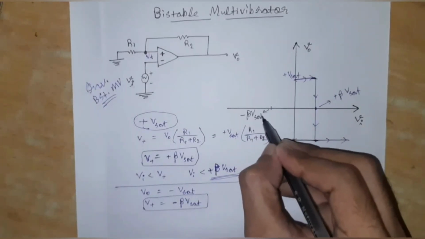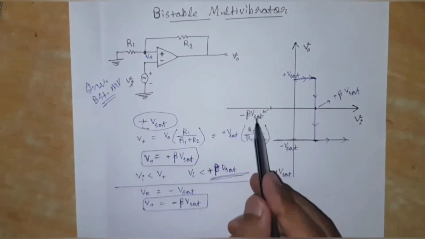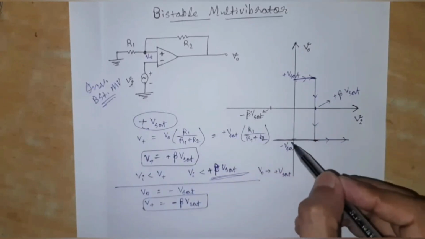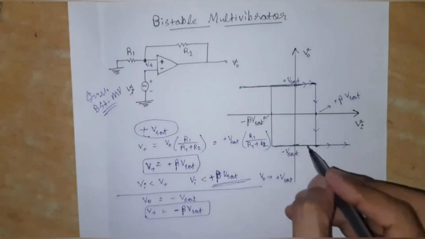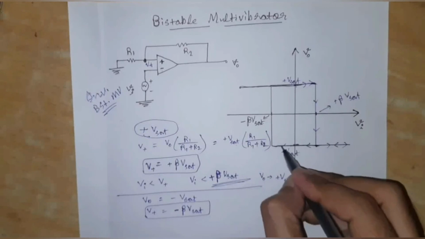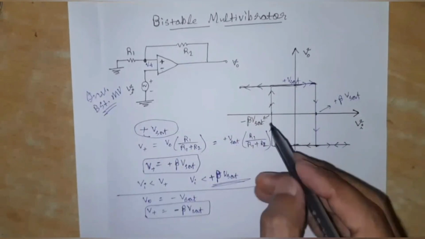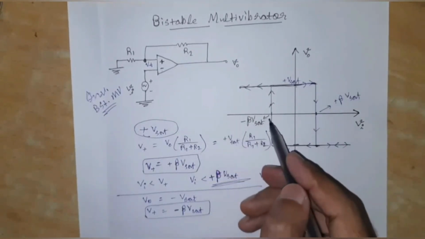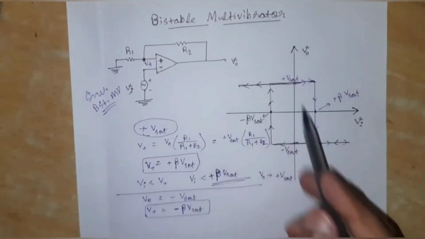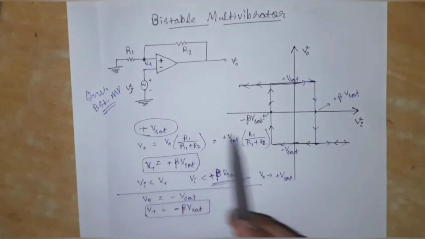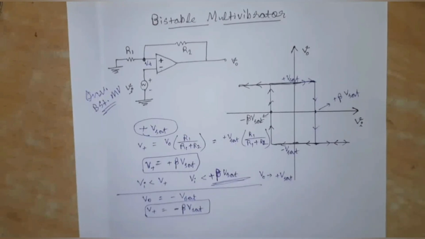So when this V input goes even lower than this minus beta Vsat, then again the output will become from minus Vsat to plus Vsat. And this progression can be shown somewhat like this. When it crosses, then again it becomes plus Vsat. Even lower than this value of Vi from this point, it will remain as it is, plus Vsat. So this is how an inverting bistable multivibrator functions, and this is the transfer characteristics that we obtain here. I hope it is clear to you.